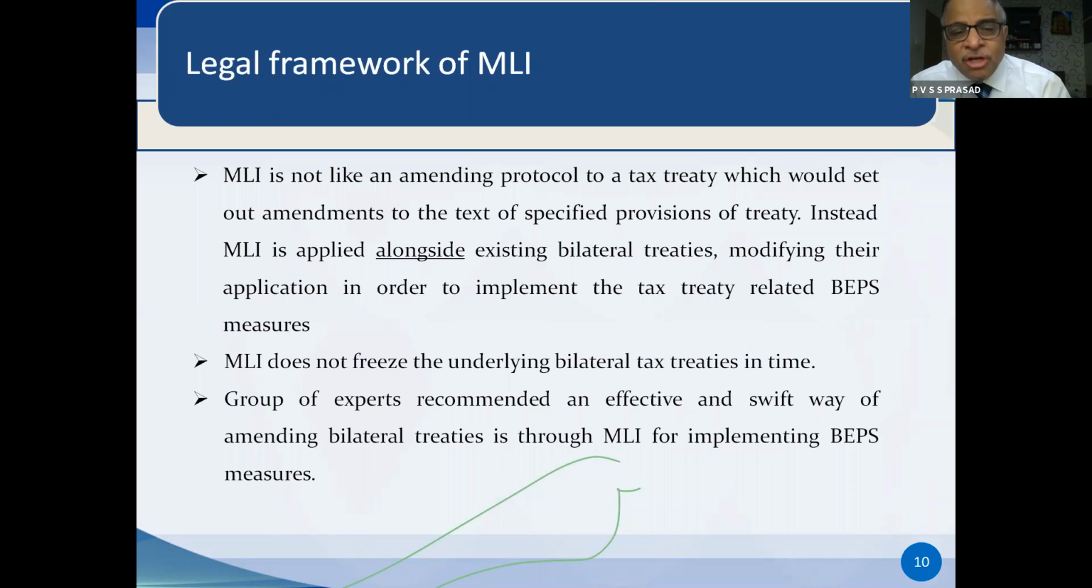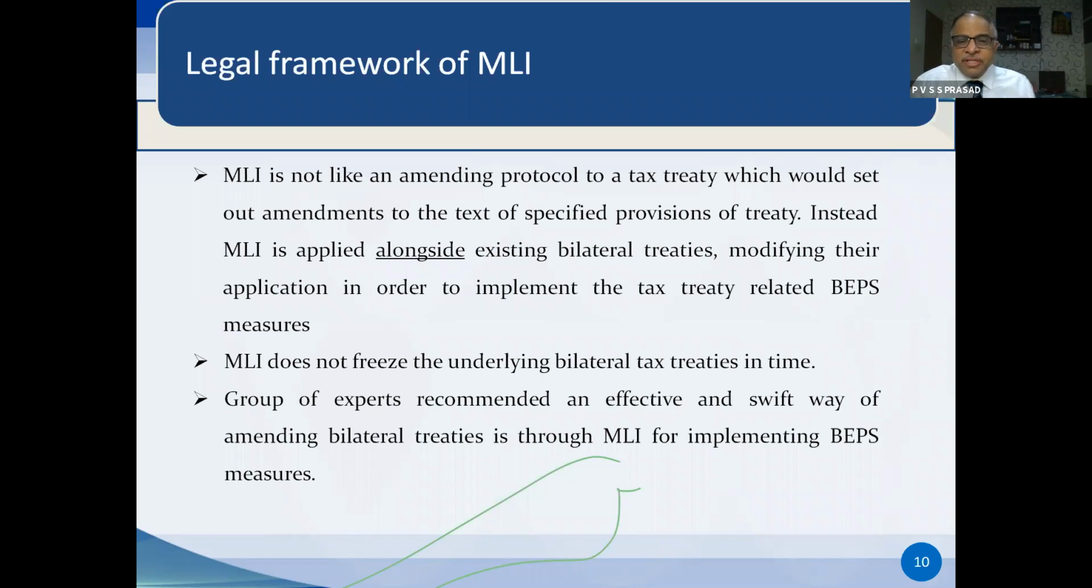And MLI does not freeze the underlying bilateral tax treaties in time. The objective of MLI is not to freeze the tax treaty and say you can't change even a letter in it in future. No, that is not the intent of MLI. As I mentioned a little earlier, the flexibility and the sovereign right of both treaty partners is always intact. They can always come out with some amendments in future to what they have agreed now through MLI, except the minimum standards. That is always a possibility which is allowed.